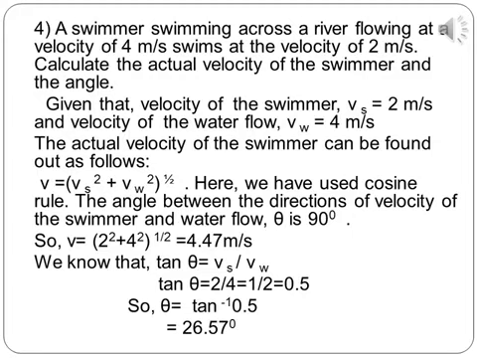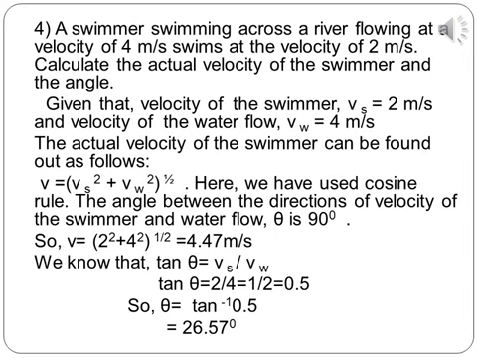A swimmer swimming across a river flowing at a velocity of 4 meter per second swims at the velocity of 2 meter per second. Calculate the actual velocity of the swimmer and the angle. What should be its solution? Given that the velocity of the swimmer Vs is equal to 2 meter per second and the velocity of the water flow Vw is equal to 4 meter per second.